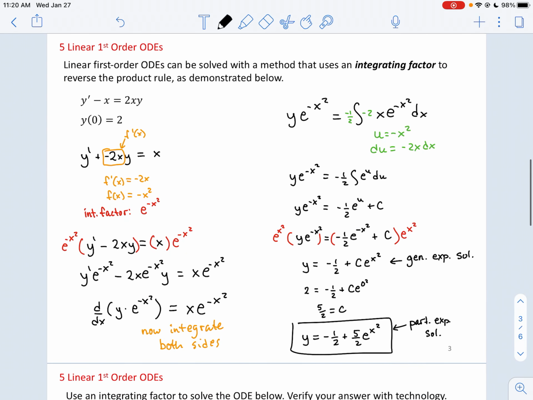Be mindful in your homework, it may be that the homework will be satisfied if you give a particular implicit solution, meaning that the y is not yet isolated. In other words, you effectively start with this. You plug in y equals 2 and x equals 0 right here and solve for c, and then you replace the c and you write an answer that's still implicit, meaning the y's are not yet isolated. But for our lecture purposes, I will, as often as possible, continue to take our answers to functions of x where y is isolated.